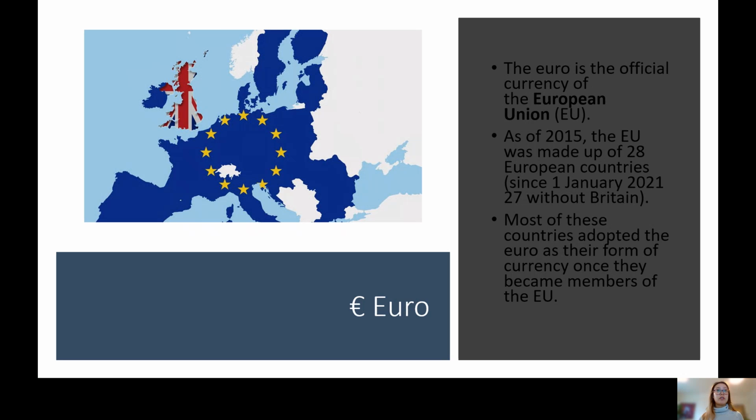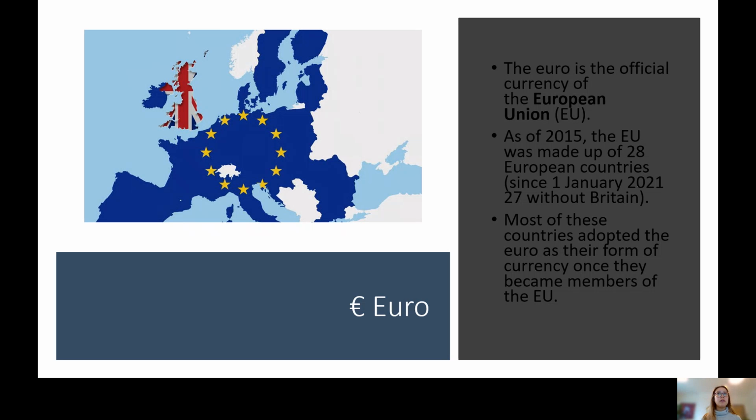The euro. So the euro is represented by this C symbol with two lines drawn through it. The euro is the official currency of the European Union, otherwise known as the EU. You might have heard about it a lot in the news recently, or Brexit, which is the exit of Britain from the European Union, which happened only 5 days ago. On the 1st of January, officially, Britain exited the European Union.